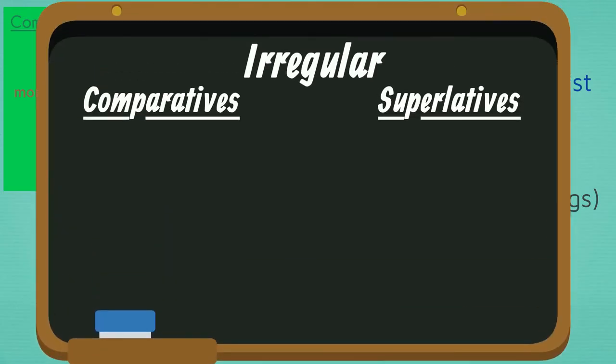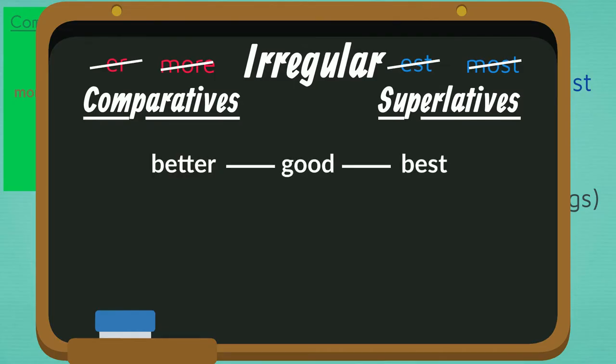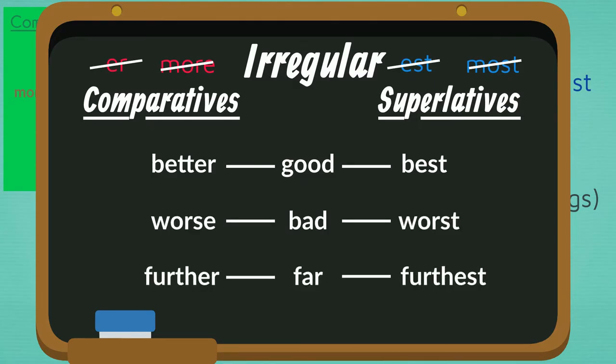There are some irregular comparatives and superlatives. These aren't formed by adding er, est, more or most. For example, good, better, best. Bad, worse, worst. Far, further, furthest.